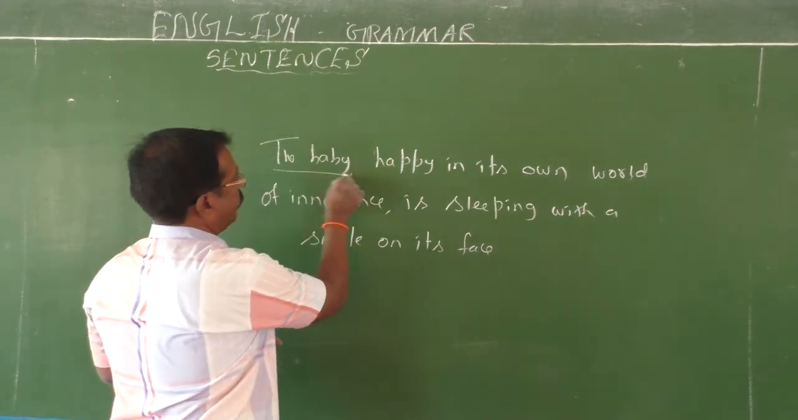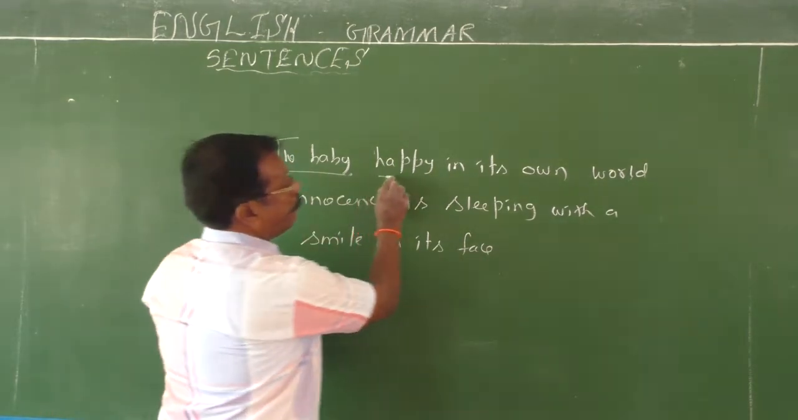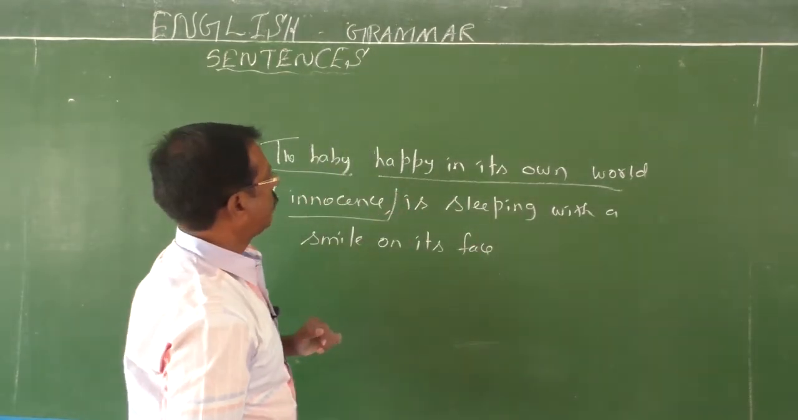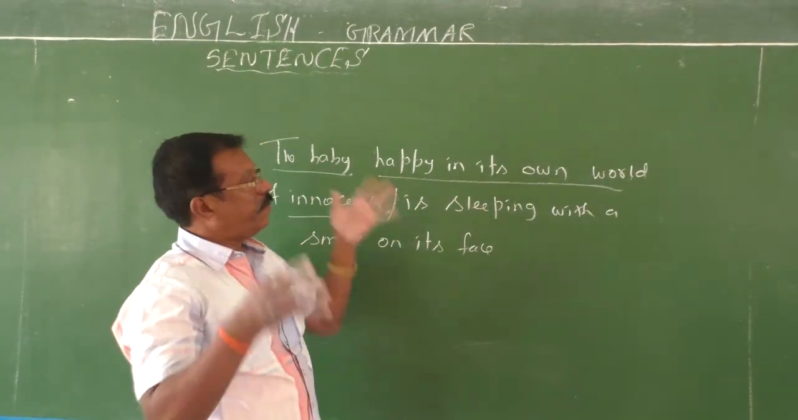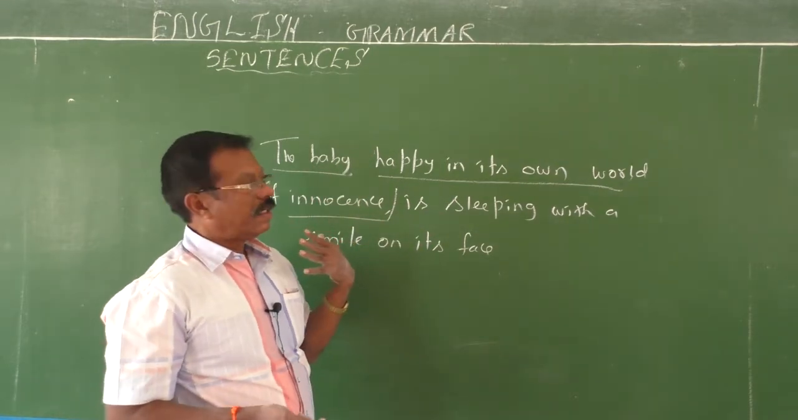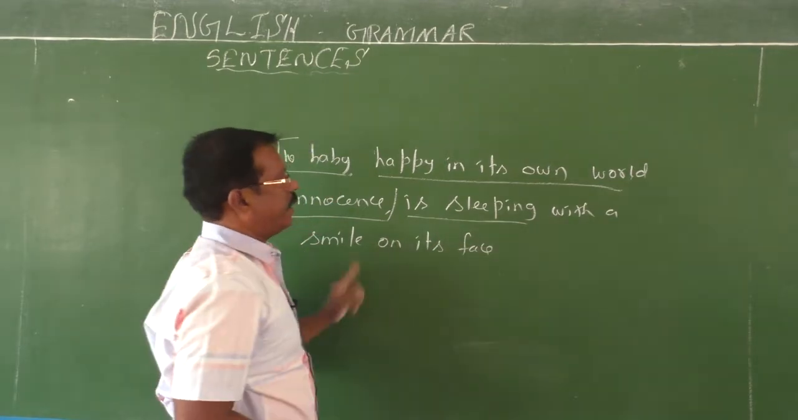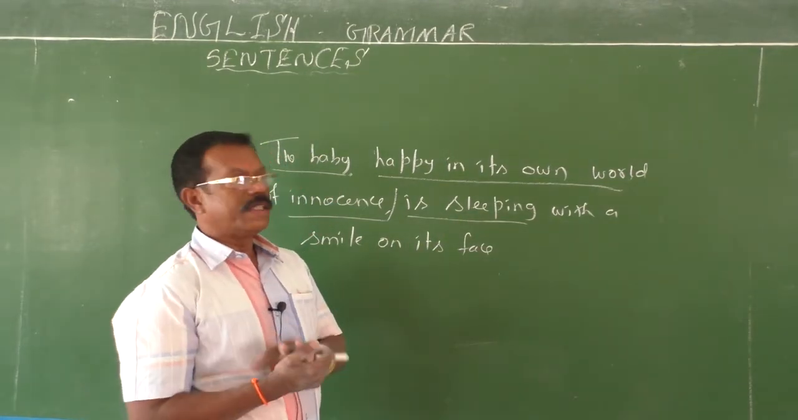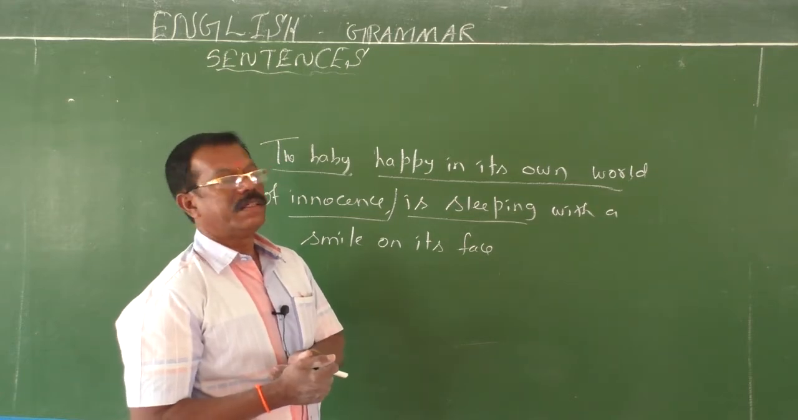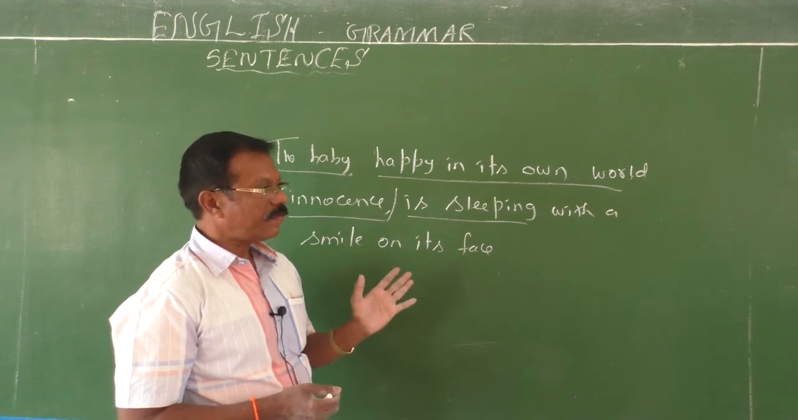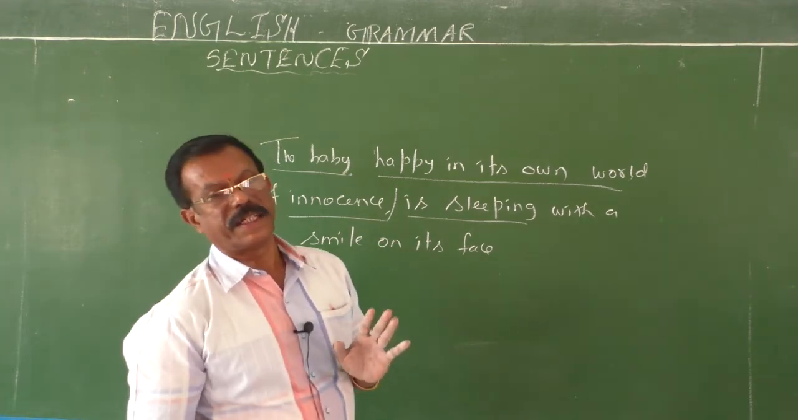See, the baby, happy in its own world of innocence. Up to this is the subject. How was the baby? The baby was so happy in its own world of innocence. And then the predicate starts from here. Is sleeping is the only finite verb. It's the only verb we have. Sleeping is a present participle. With a smile on its face is part of the predicate. So this is an example for a simple sentence.